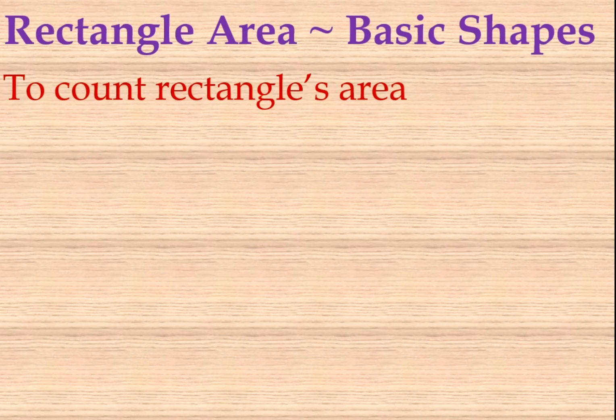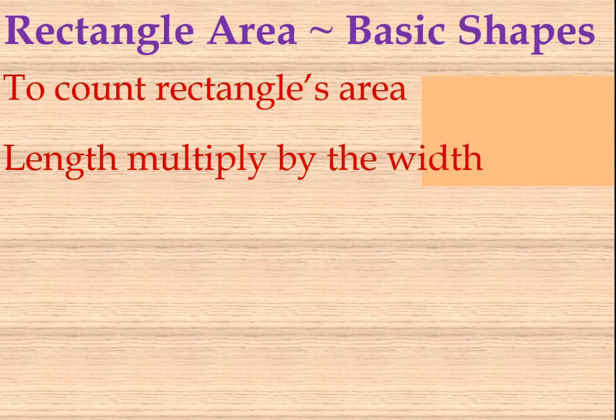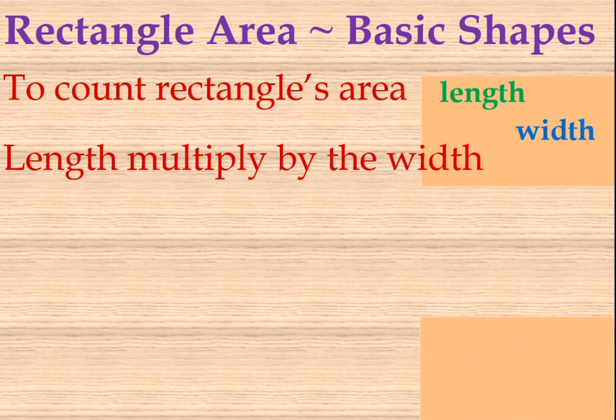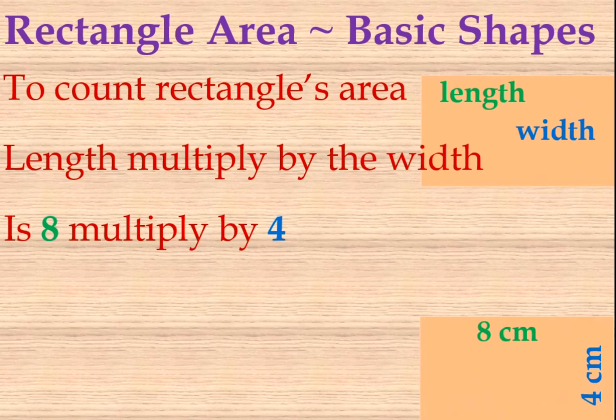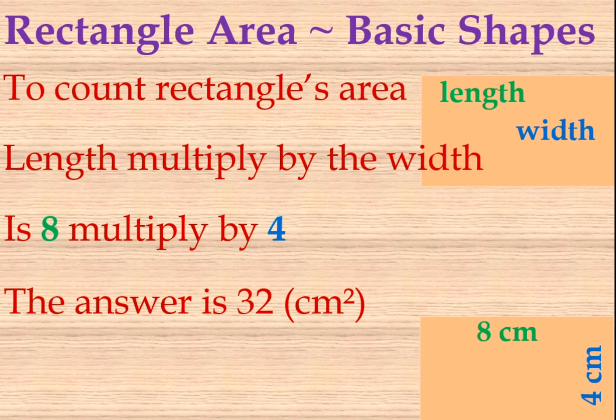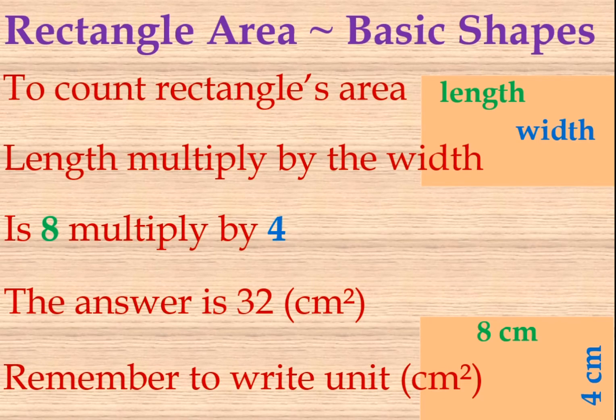To count a rectangle's area, length multiplied by width. Here it is A multiplied by 4. The answer is 32. Remember the right unit, cm square.